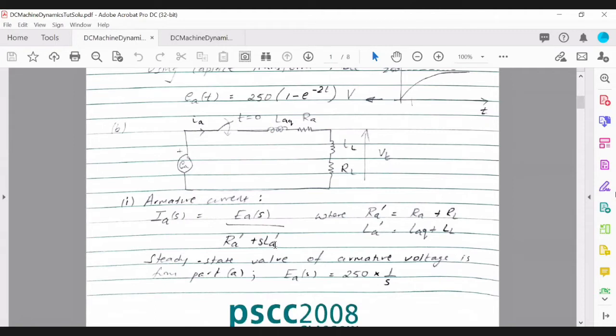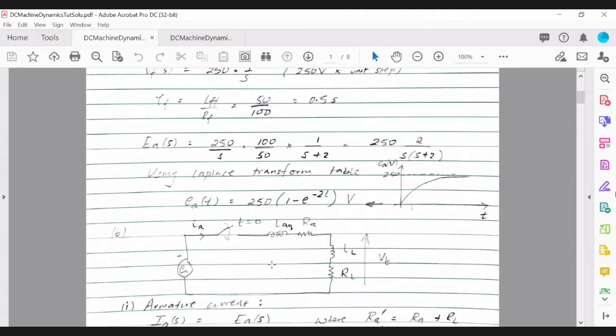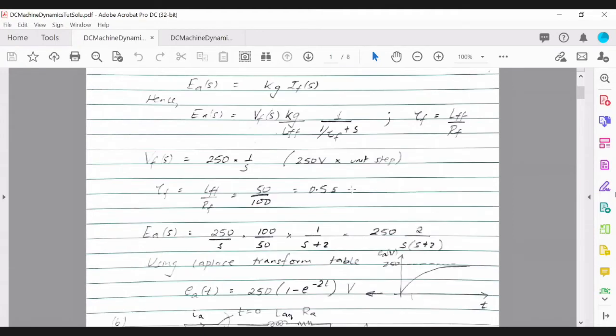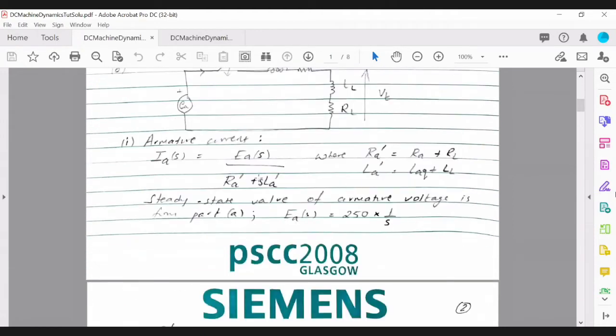Remember that term is di by dt, so that's why it's got the S term there. It's got a differential because of the di by dt when you're transforming into the Laplace transform. So same as we did here. This term here, remember, it was I times S LF. So your inductance term will involve that S term here. We will repeat the same here, right? So it will be S times LA dash.